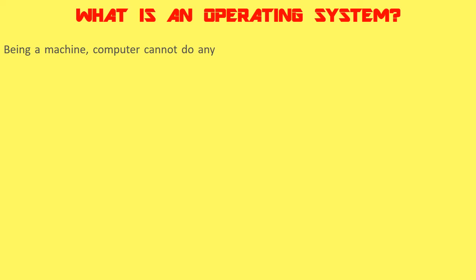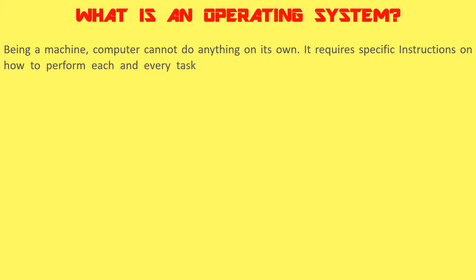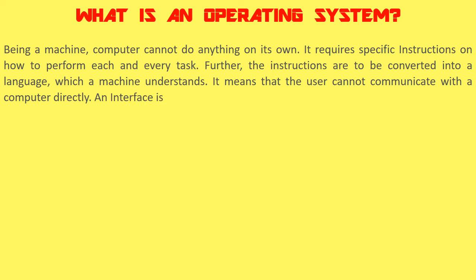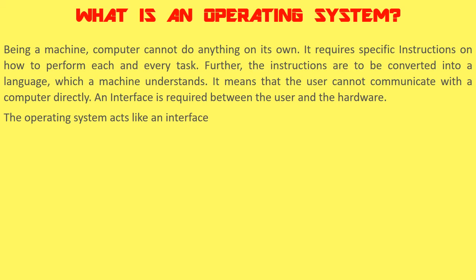What is an operating system? Being a machine, a computer cannot do anything on its own. It requires specific instructions on how to perform each and every task. Further, the instructions are to be converted into the language which a computer can understand. It means that the user cannot communicate with the computer directly. An interface is required between the user and the hardware. The operating system acts like an interface.